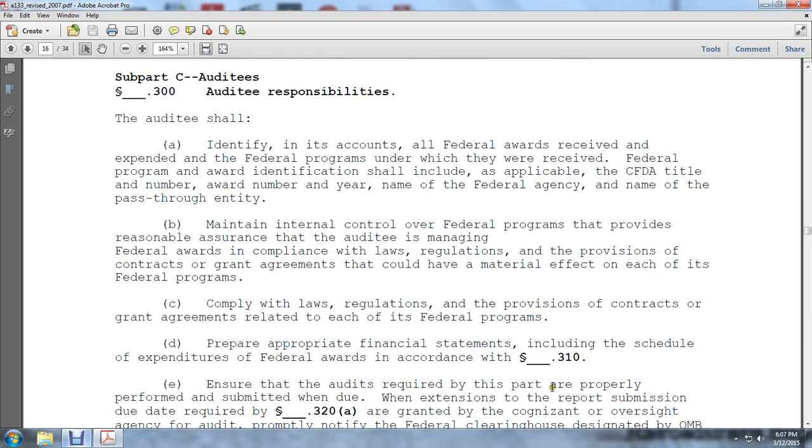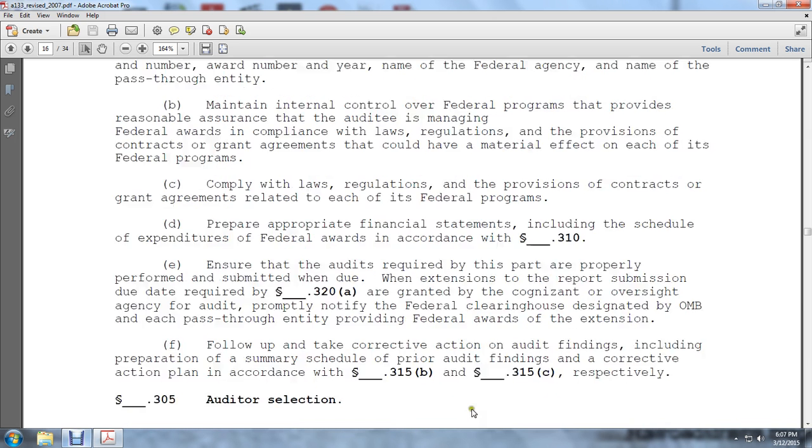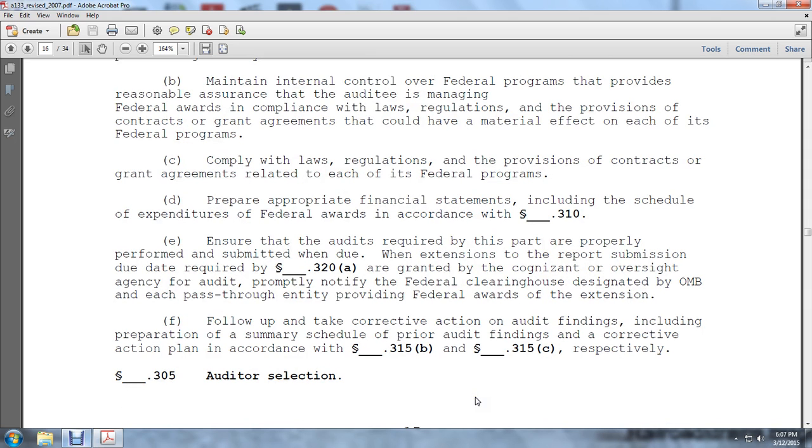Ensure that the audit required by this part is properly performed and submitted when due. Promptly notify the Office of Management and Budget if extensions of the report submission due date required in Section 320 are granted by the cognizant or oversight agency for audit, or the pass-through entity providing the federal awards. Follow up and take corrective action on audit findings, including preparation of a summary schedule of prior audit findings and a corrective action plan in accordance with Sections 315(b) and 315(c), respectively.